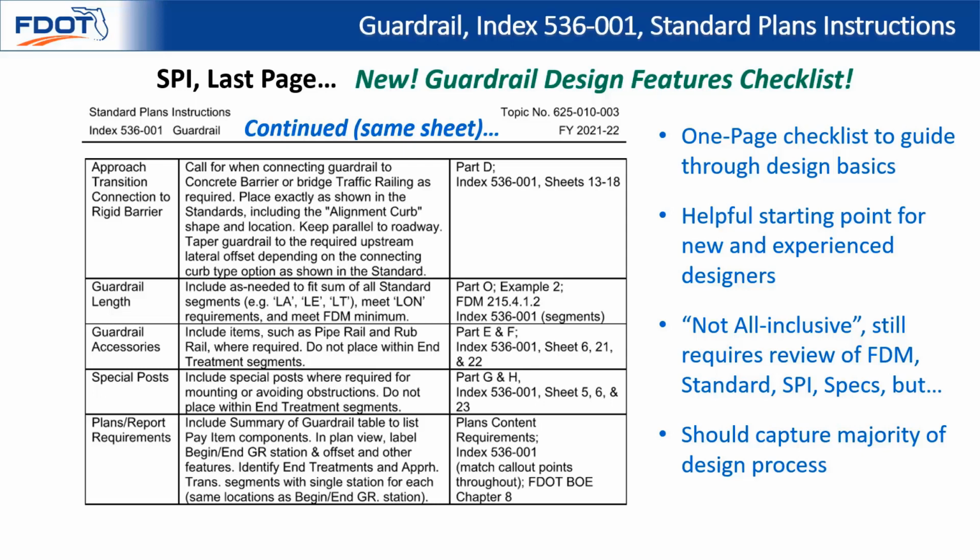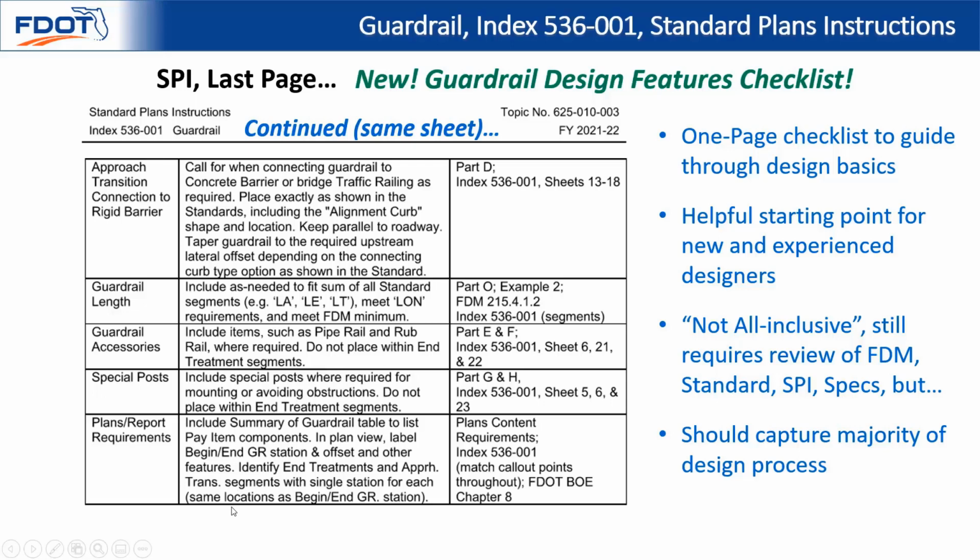Now continuing on, this is all on a single sheet on the SPI, so you can just print it out on one sheet. This is the end of that sheet. You'd be looking at the approach transition connection to rigid barriers for bridge traffic railing and concrete barriers, minimum guardrail lengths, the typical guardrail accessories you'd use, how to use special posts, and then basically some of the plans content requirements.